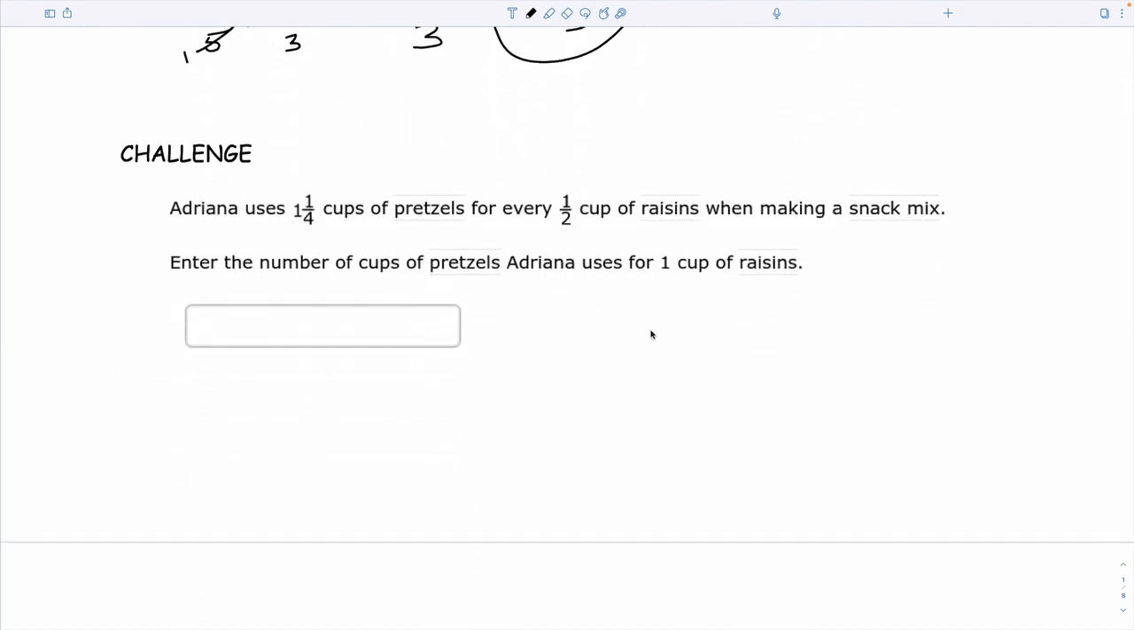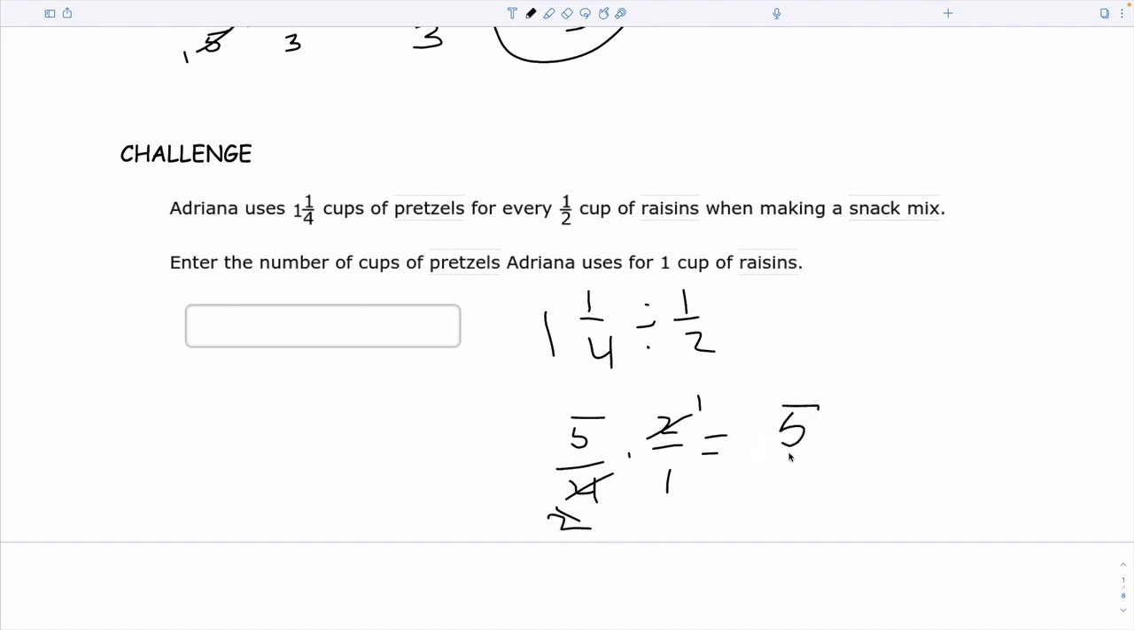The challenge was a bit tricky. If you set it up like division, you're on the right track to get the answer. It would be 5/4 times 2 over 1, or 5 over 2. 2 and 1/2 cups.